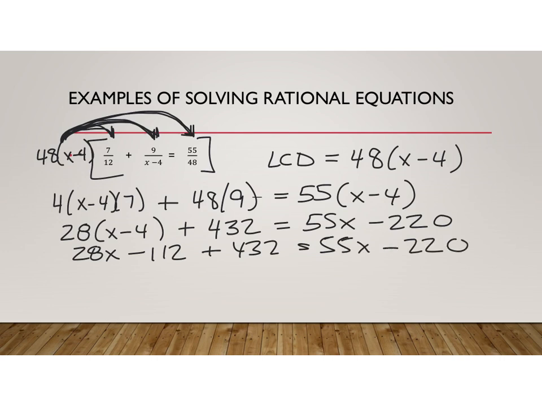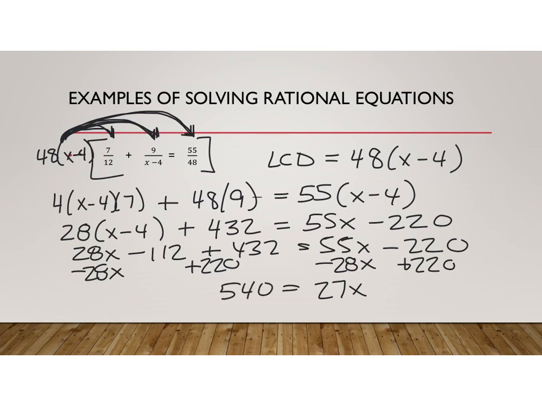Combining like terms, if I subtract 28x from both sides, that's 27x. If I add 220 to both sides, I believe that gives me 540. So x would be 20. And that would check in your answer.